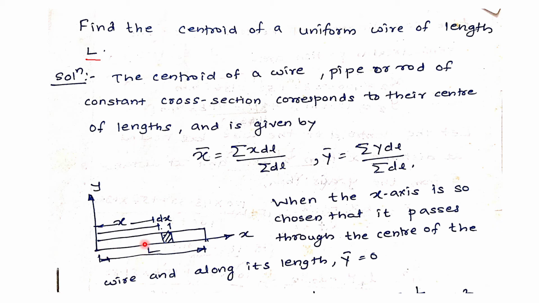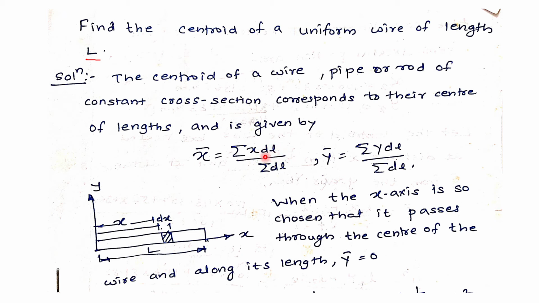So it is obvious that this particular length is only one dimension, and the middle point of that will be the CG, since it is uniform. We can see it visually. However, mathematically, how to express it, let us see. And we know that the value of x bar is given by summation of x into dl.